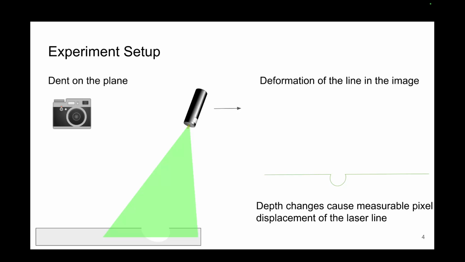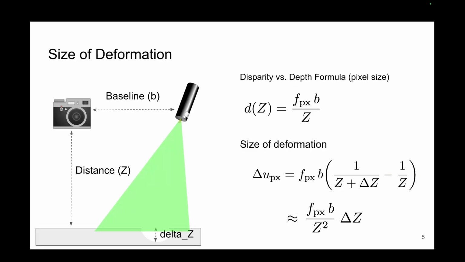So the setup is as follows. We have a camera and we have a laser line that projects a line onto the surface. And this line will have a slight pivot at the deformation that is present on the relatively planar surface. And if we can detect this pivot, we should be able to detect these abnormalities that are millimeter level on the planar surface.